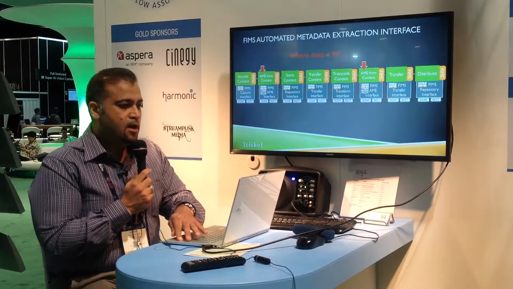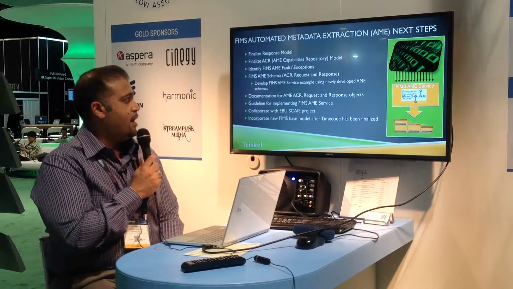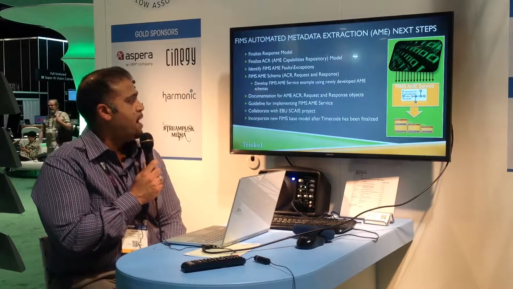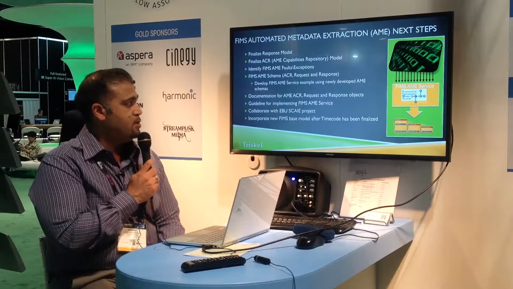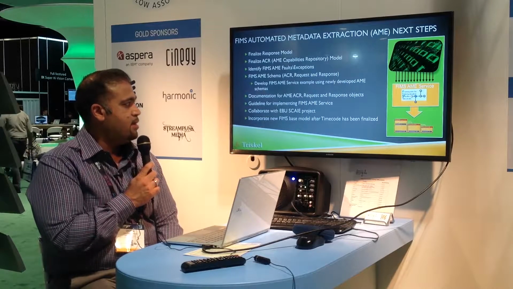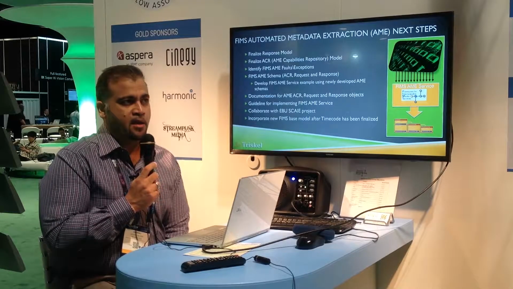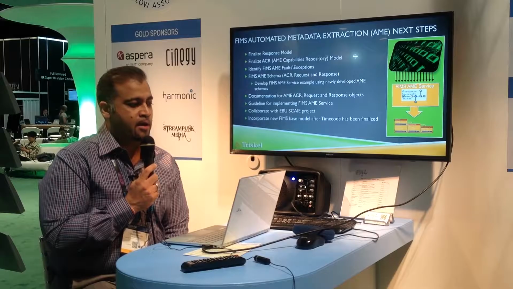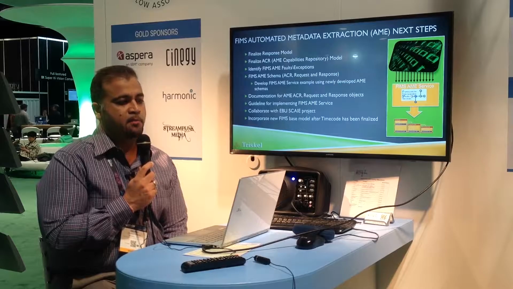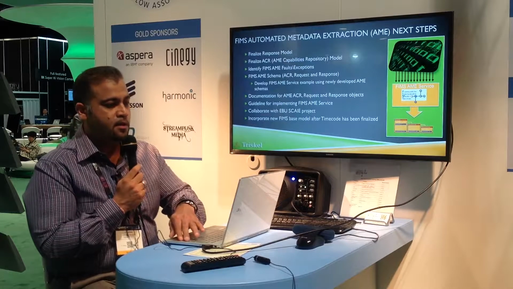So the next steps for AME right now are to finalize the response model, finalize the ASCR, which is the AME capabilities repositories, identify the FIMS AME faults and exceptions, as well as document the AME ACR request, response and the guidelines. So essentially it's really the final product that can be used by various vendors and clients, and the goal really is hopefully towards the end of this year to have something in place which can be leveraged, and at least we can get feedback from the various people as well.